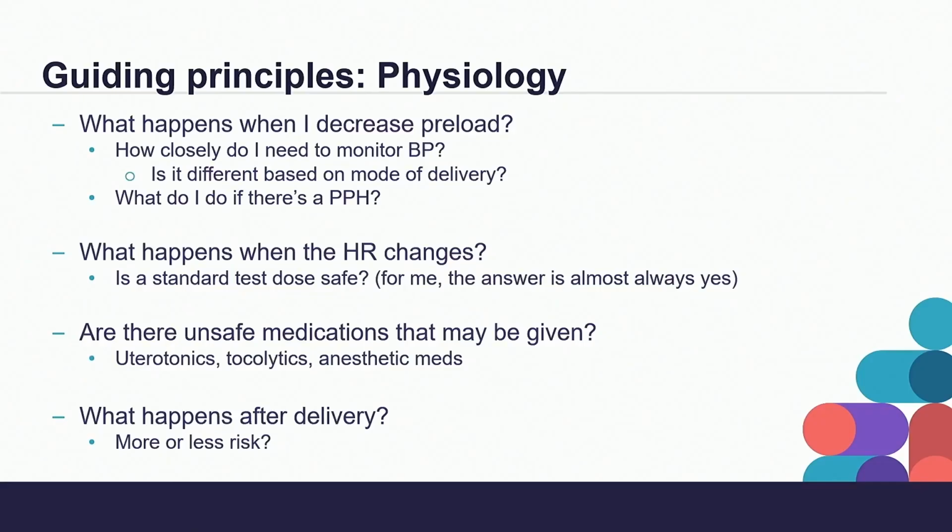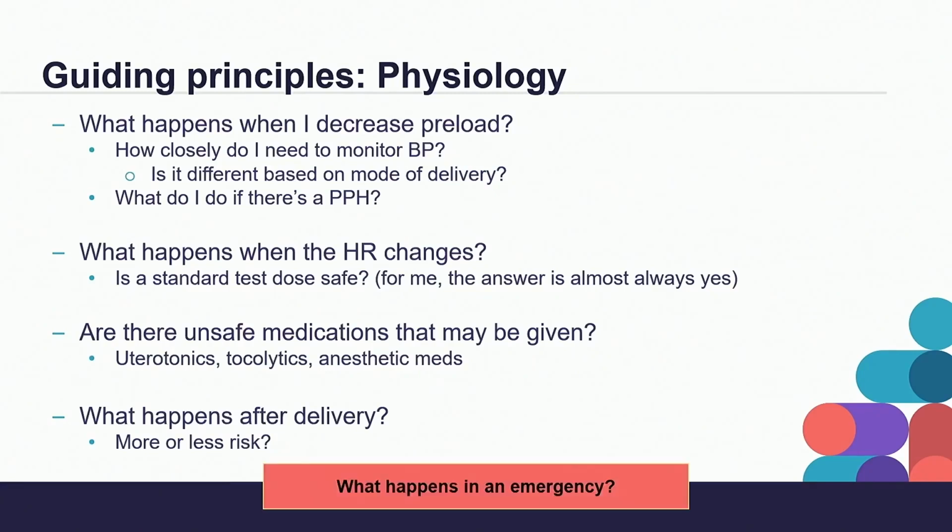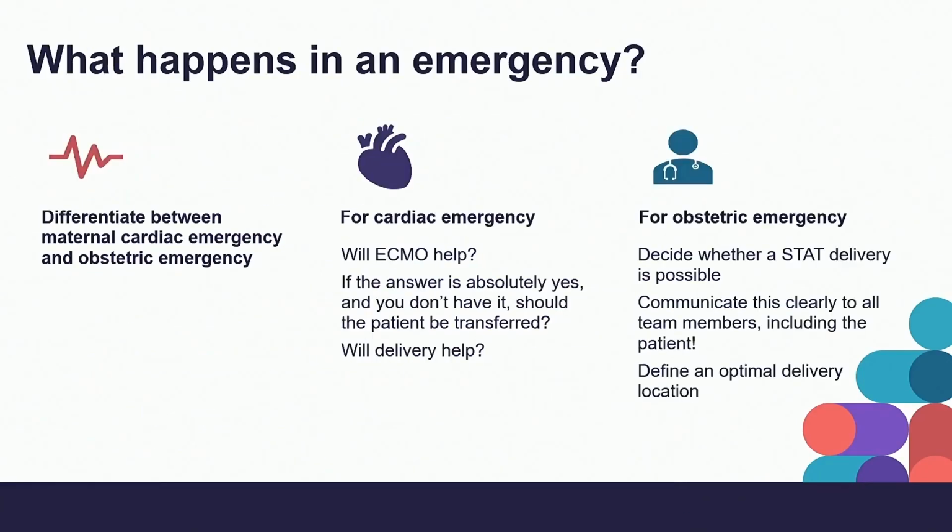Is the risk period over, or does that patient actually experience a little bit more risk in the immediate postpartum period? And how do I communicate that? So as a good anesthesiologist, we always think what happens in an emergency. So for me, I differentiate between maternal cardiac emergency and obstetric emergency. For a cardiac emergency, I think it's helpful for many of these patients to think, is this a patient that ECMO is going to help?